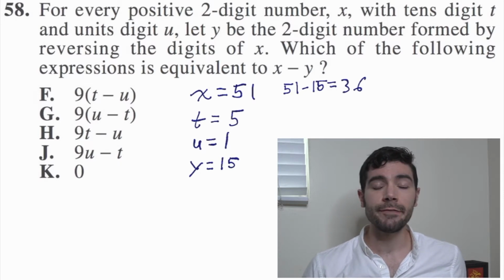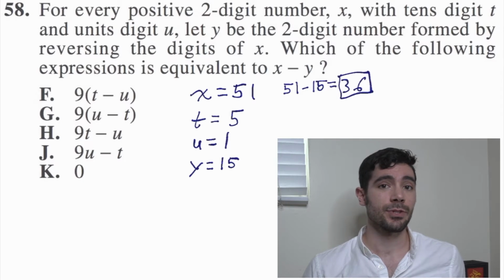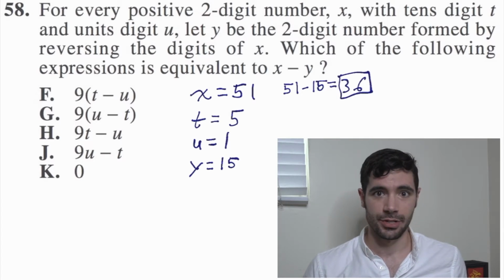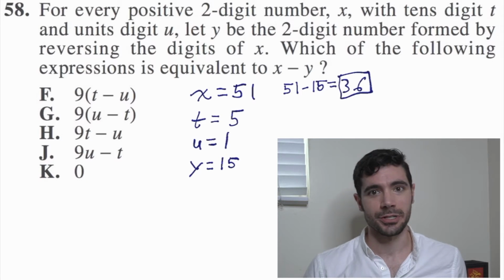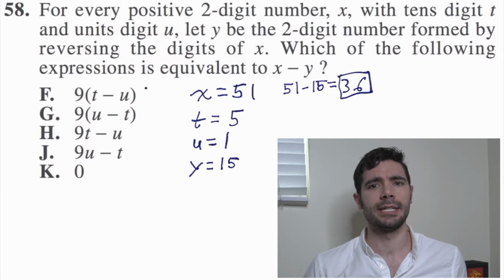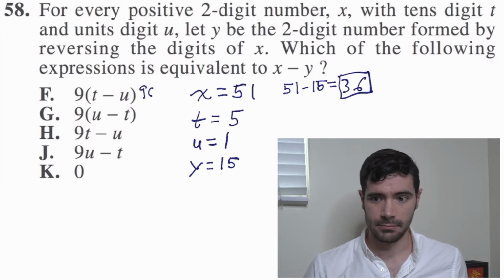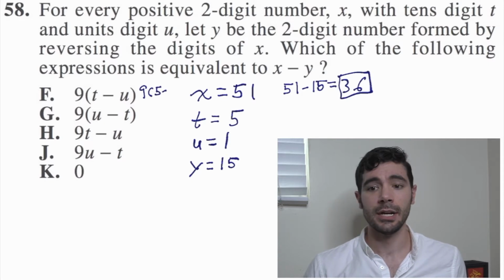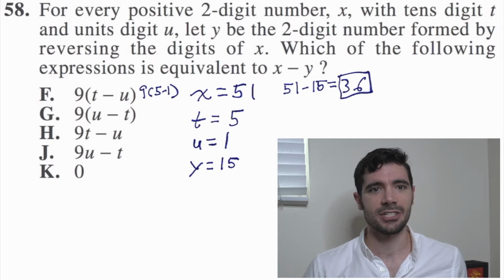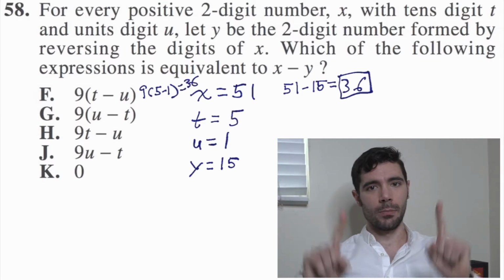Okay, so we're looking for 36 because when we chose numbers that fit the rules that were laid out before us, the answer to x minus y was 36. Well, let's get to the answer choices and cross off all the ones that don't give us 36. Okay, so how does that work? Let's look at F. 9 times the quantity t minus u. What was t again? 5. And u was 1. So 5 minus 1 would be 4. And then 9 times that is 36. Oh, are we done? Almost.